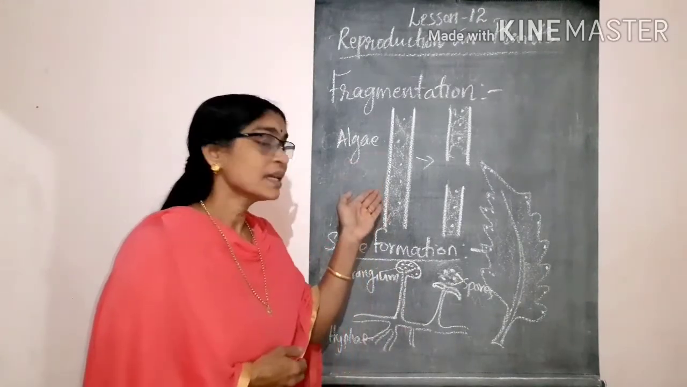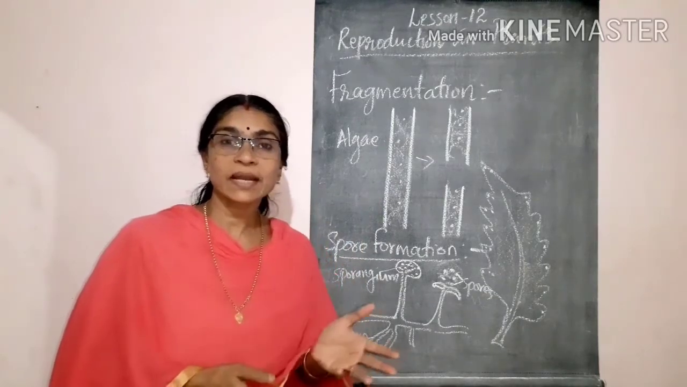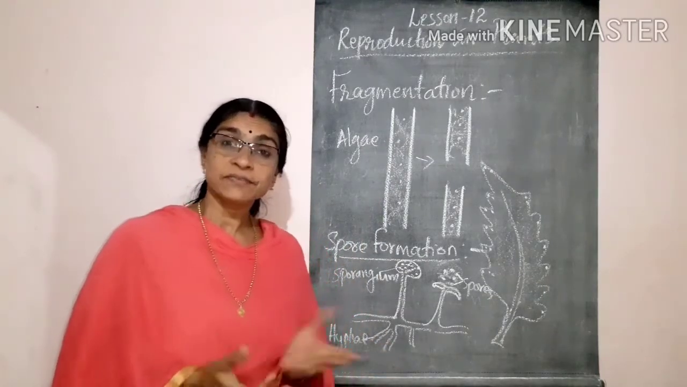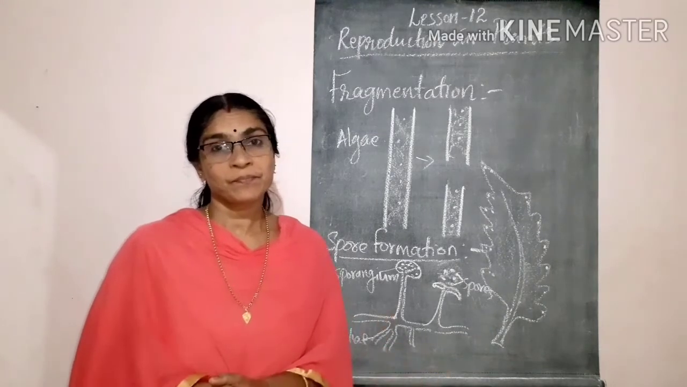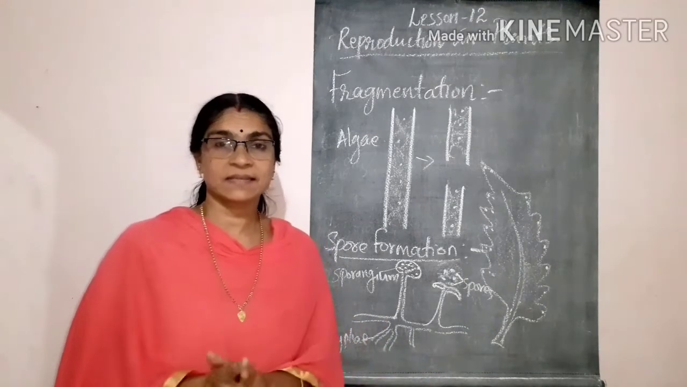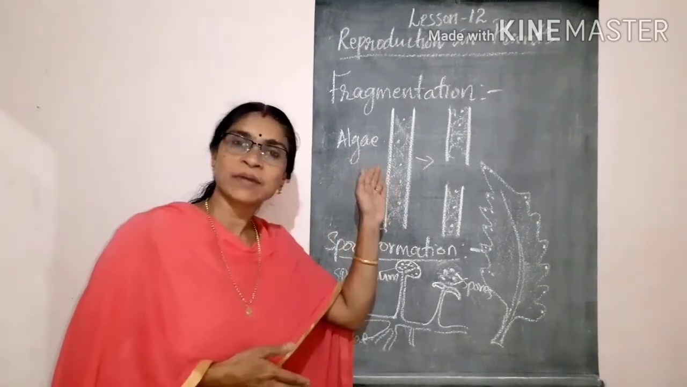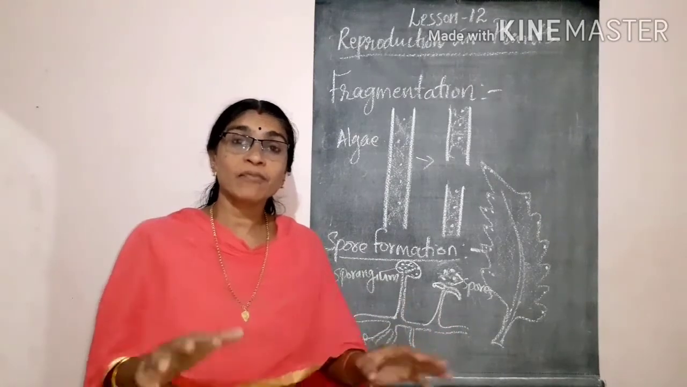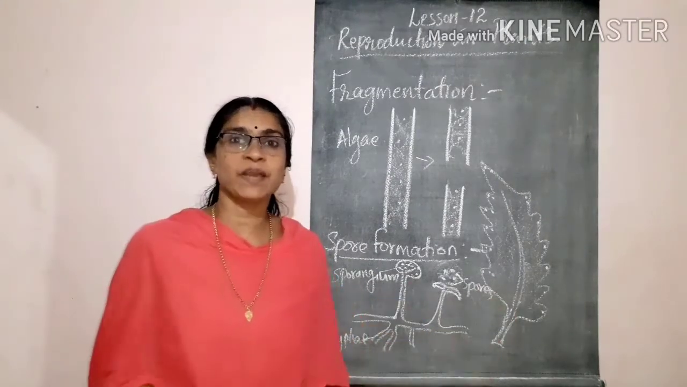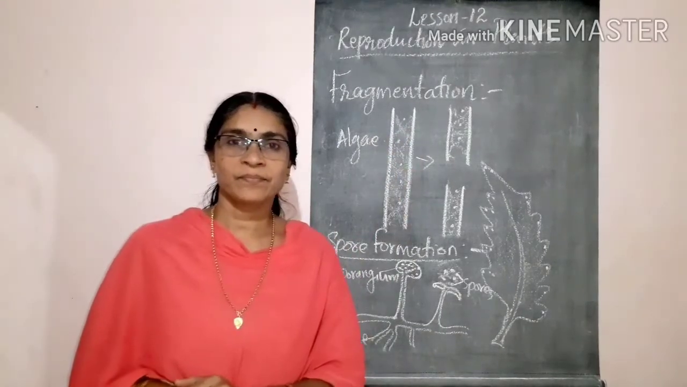The filamentous algae we can call Spirogyra. Spirogyra is a filamentous alga which we can see in ponds and other watery bodies as green patches. These algae reproduce by means of fragmentation. Within a short period, they cover large spaces by reproducing through fragmentation.